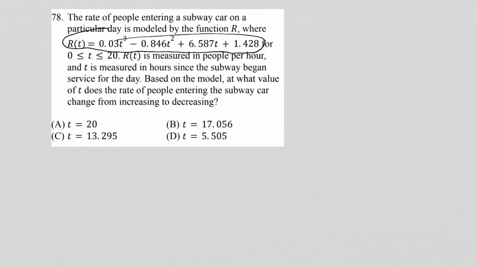Based on the model, at what value of t does the rate of people entering the subway car change from increasing to decreasing? So what they're getting at is that if you graph this thing, maybe it looks something like that. They're basically asking what's the vertex of this sort of parabola-looking thing, but it's cubic, so it goes increasing to decreasing. So we have to pop this into a calculator, because the only other method involves techniques from calculus, finding the turning point of a cubic.